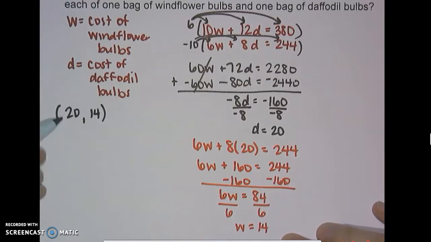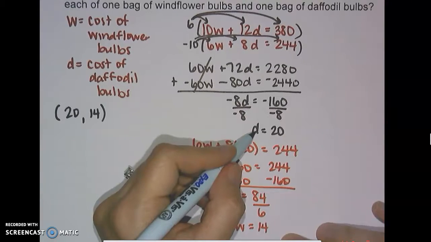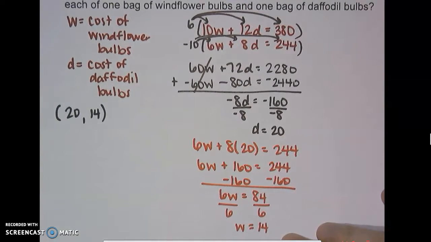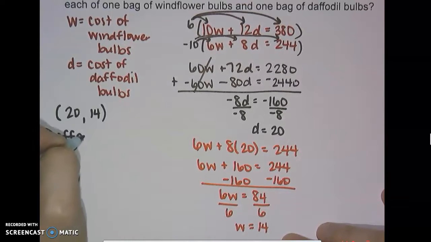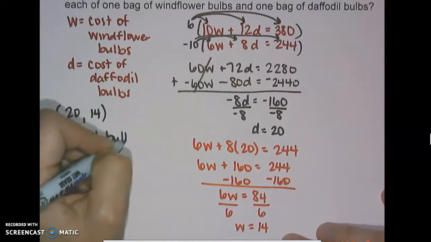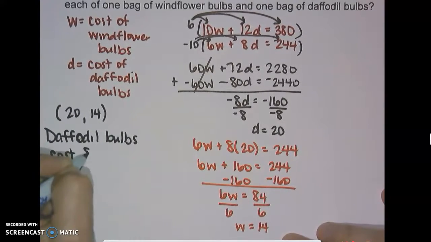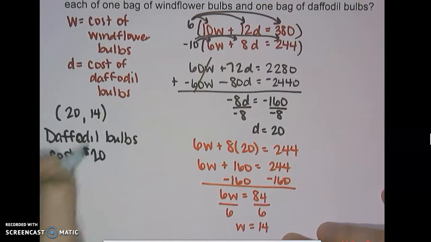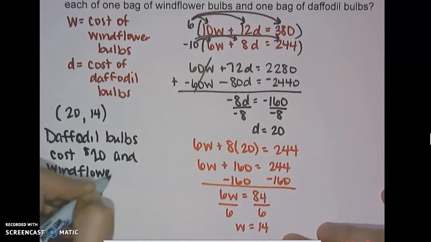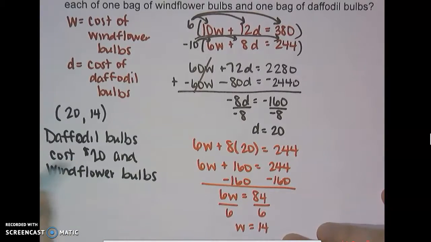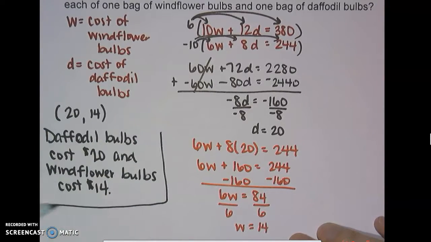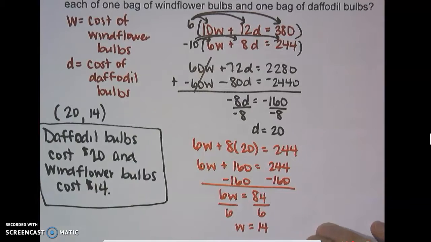And then we have to write this in a sentence. So this 20 is the D. That stood for the cost of daffodils. So we would say daffodil bulbs cost $20, and windflower bulbs cost $14.